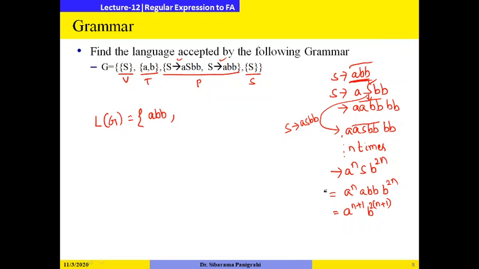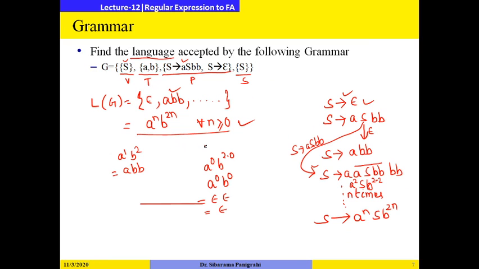Is that clear? So ABB, AA, BB, BB, you will get. So you will get the strings like this. Okay. So here the L of G is nothing but A to the power n, B to the power 2n. But here for all n greater than equal to 1, it's not 0. You see, in the previous example, we have n greater than equal to 0. Because if you put 0 over here, you will get the string epsilon.